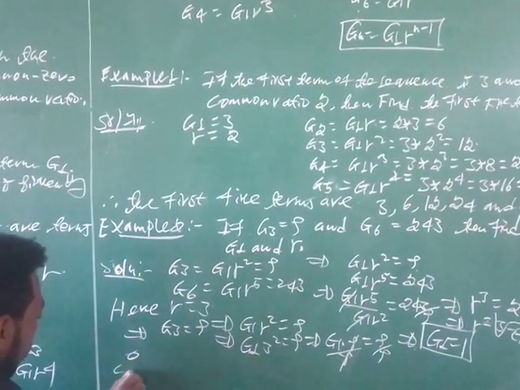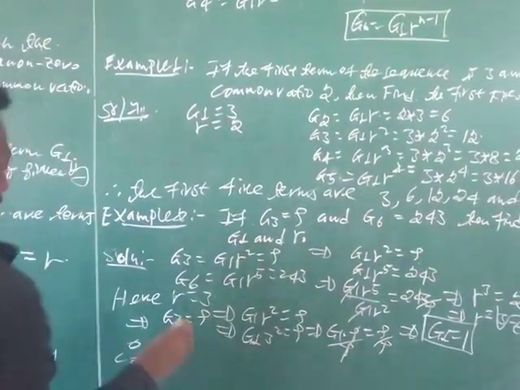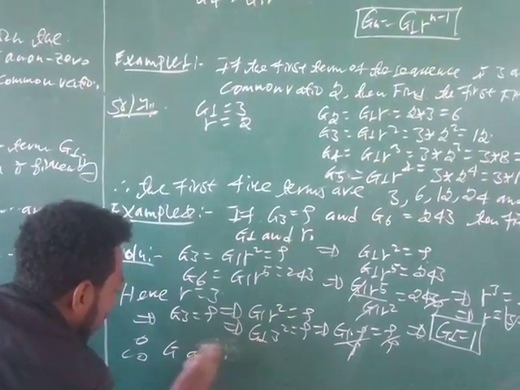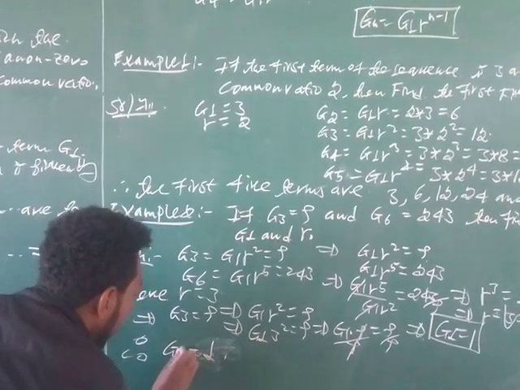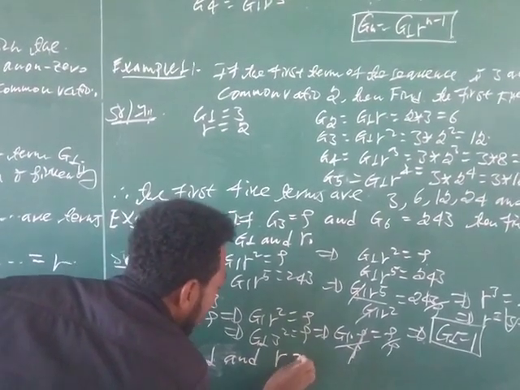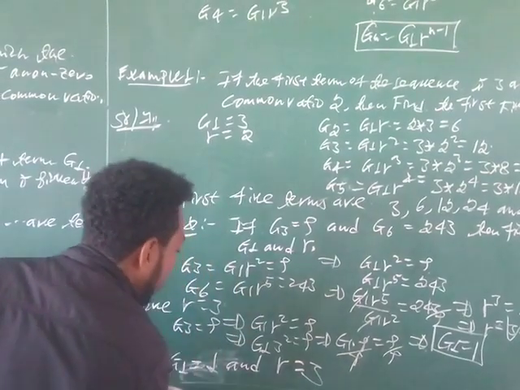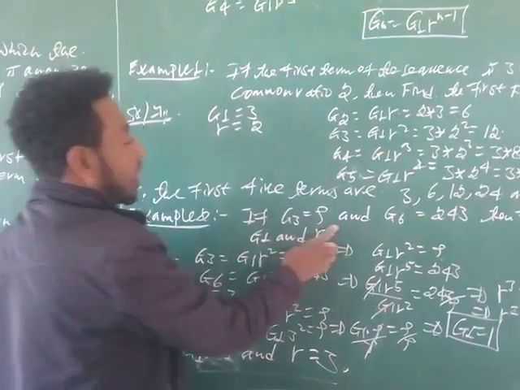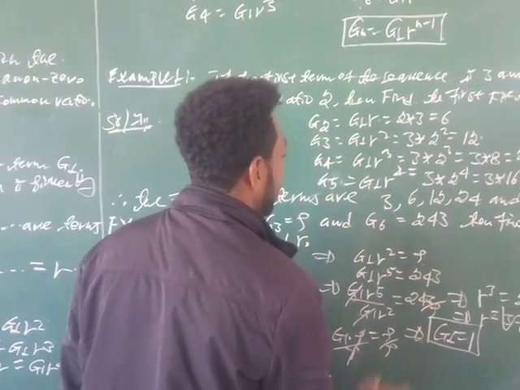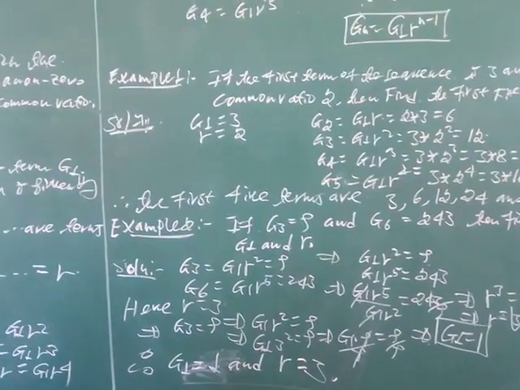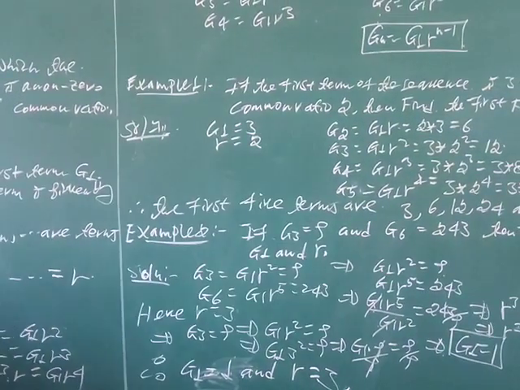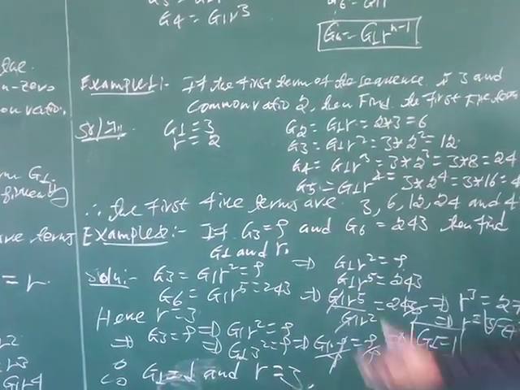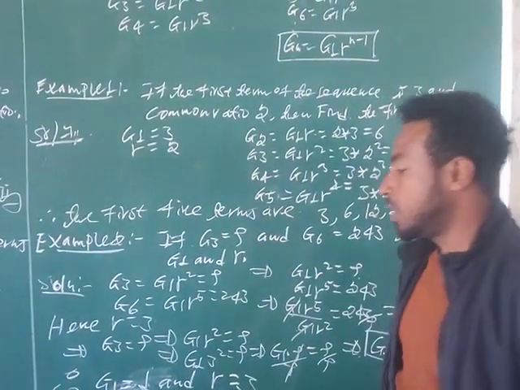Therefore, in the given geometric sequence, g1 is equal to 1 and r is equal to 3, based on the information which is given: g3 is equal to 9 and g6 is equal to 243. So we can find other terms if they are also asked in another question. So we can calculate based on this one.